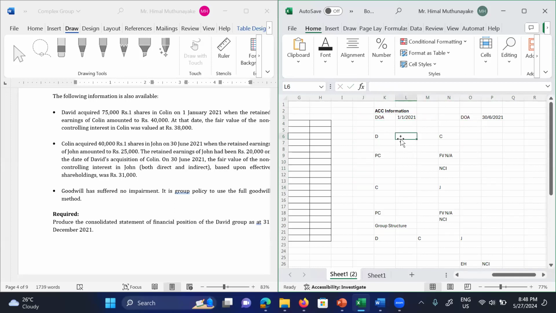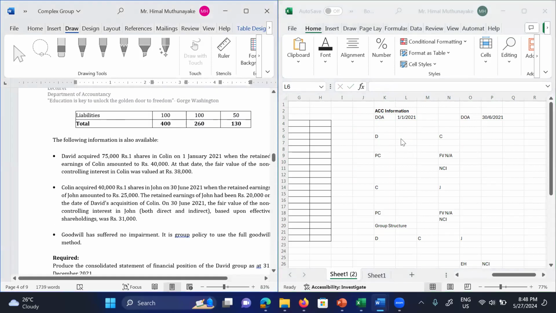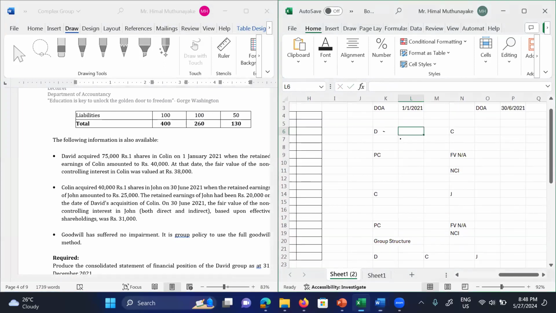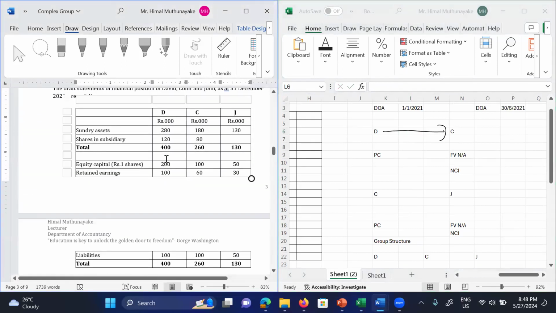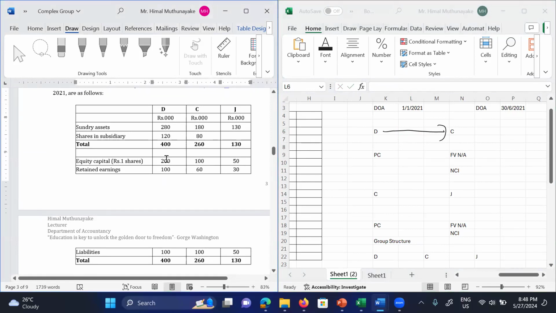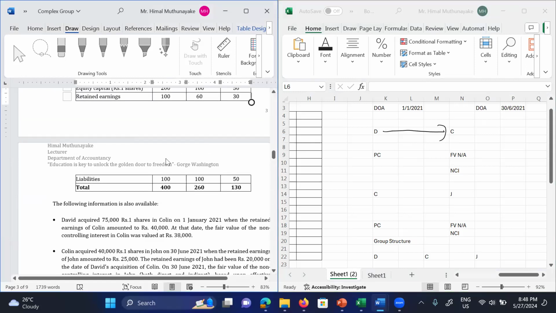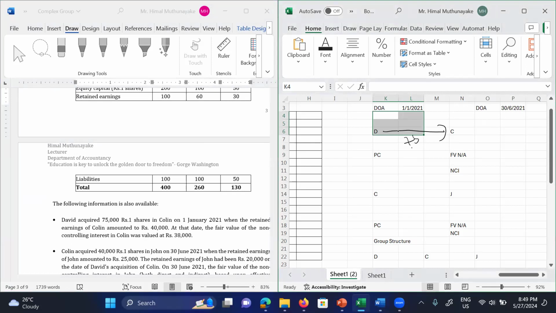All right. So let's work on the question. First of all, we are going to draw up the DC combination. It says David acquired 75,000 rupees of one share in Collins. When it comes to Collins shares, one share is 100, so out of this 100, he has purchased 75,000. That means 75% is acquired.